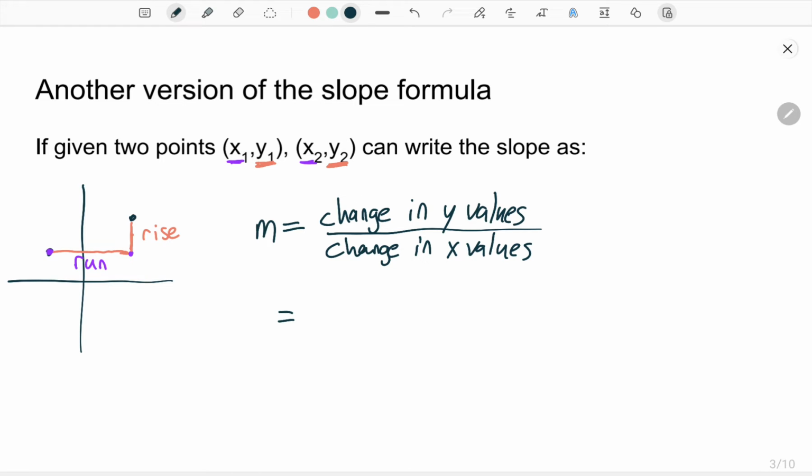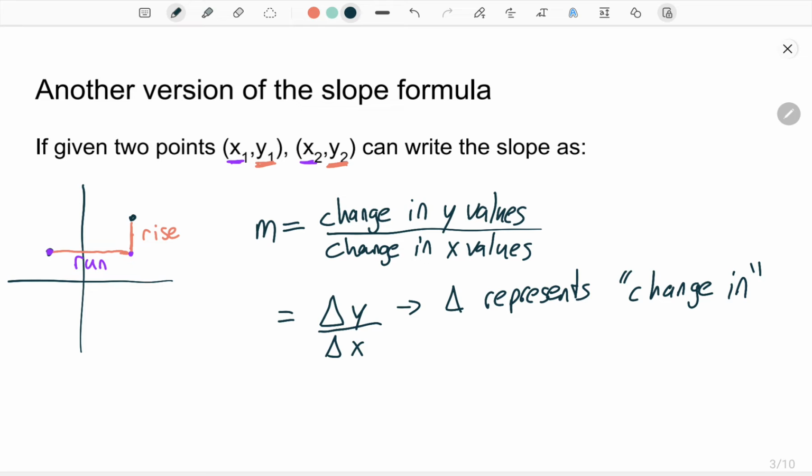All right. We can write this down in a new way, though. So we actually have notation. So instead of writing change in y values, change in x values, this little triangle is actually the Greek letter delta, and it represents basically the words change in. So when I write delta y, that just means change in y. So delta represents change in. Again, we like to make short forms in math, and this is one of those short forms. So the change in y over the change in x. So this is the first new way of writing the formula.